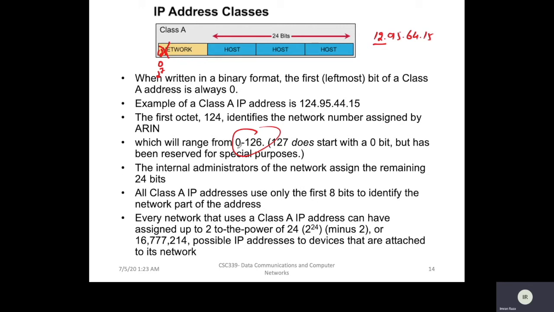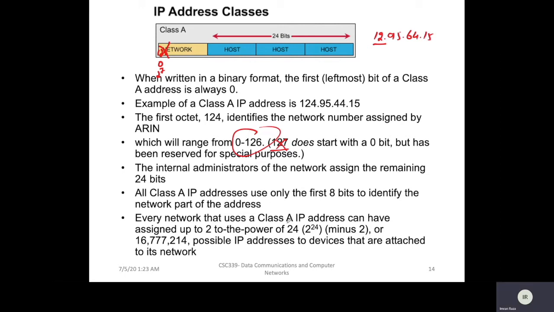So the effective range is between 0 and 127, but 127 is not used, it is reserved for localhost. That's why the range is from 0 to 126. Why is the range from 0 to 127 or 126? Because we never turn on the leftmost bit of the leftmost octet, which means 128 is never on, right? So this means the remaining 24 bits are for the host portion.